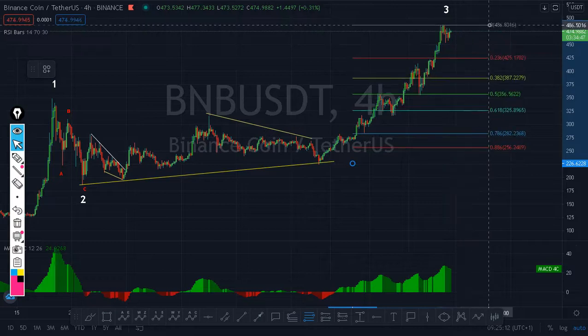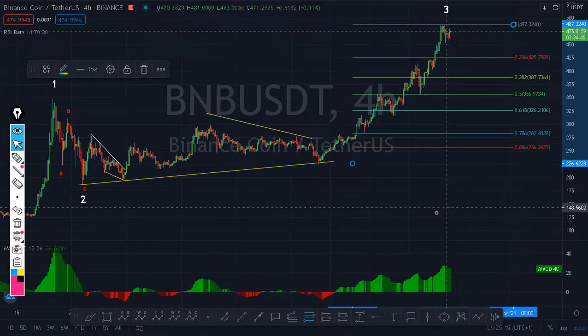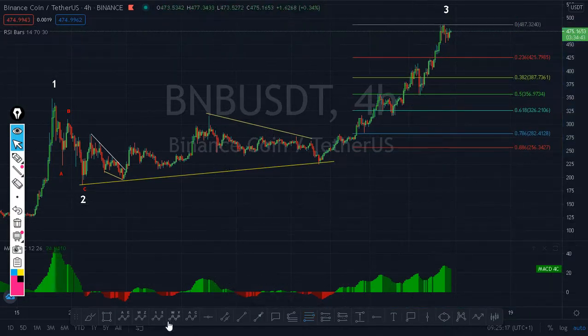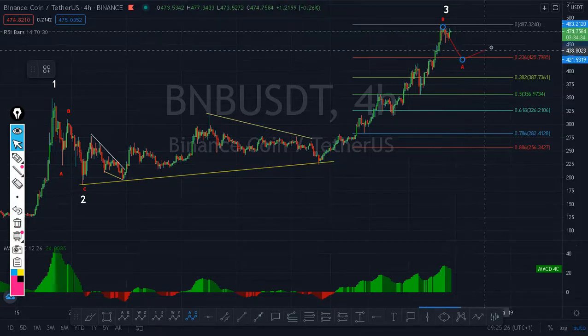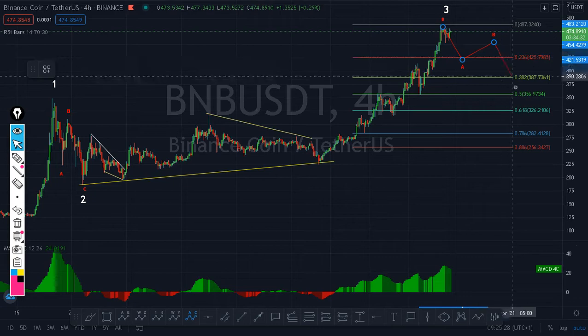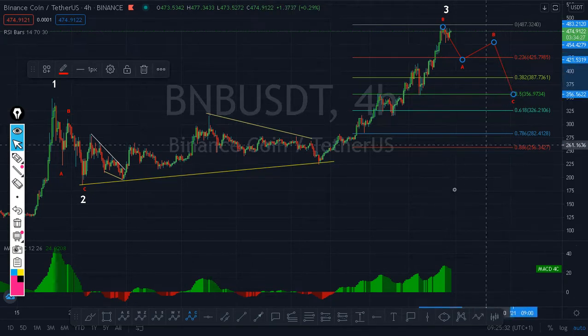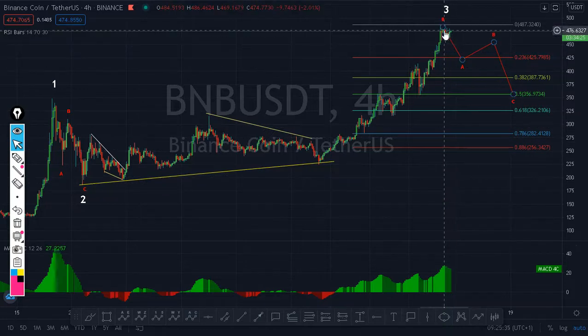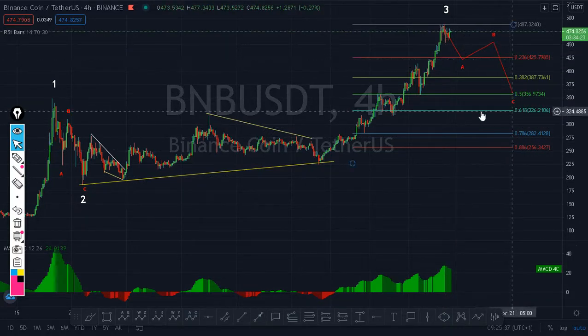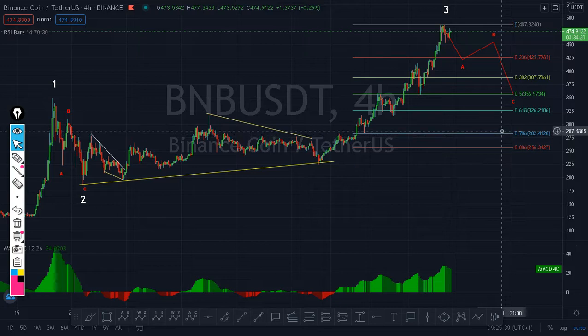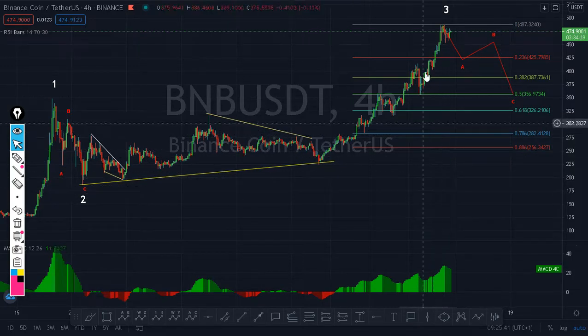The move can stop here and do something like this. It can do something like this: A, B, C. It can do something like this: A, B, C. Or it can even come deeper to this place. It's possible. That's why I tell you, not a good time to buy.